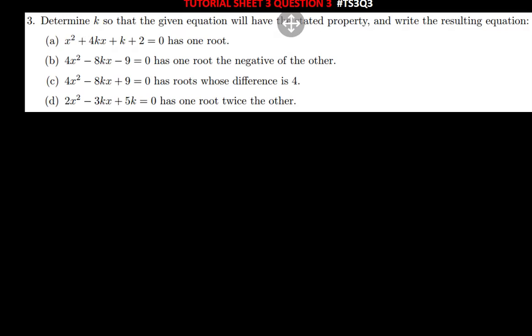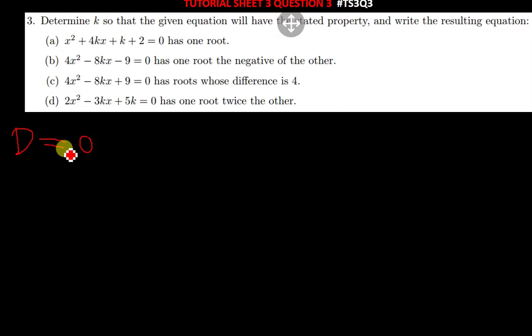So we're going to be solving question 3 from tutorial sheet 3. The question is telling us to determine K so that the given equation will have the stated property and write the resulting equation. The first question is telling us that this given equation has one root. What does it mean when we say it has one root? It simply means that the discriminant is equal to 0. It has two equal roots, meaning the discriminant is equal to 0.